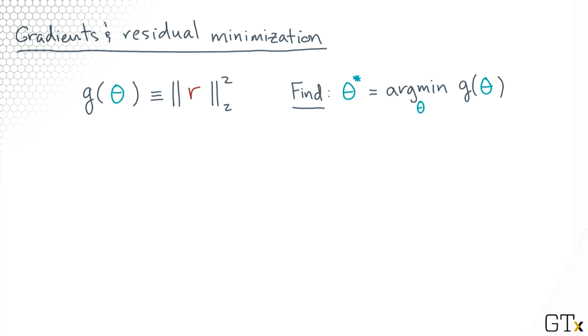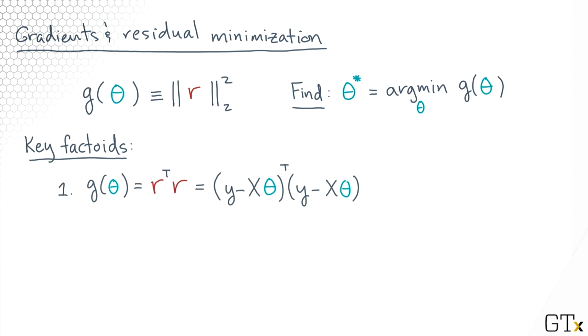You now have all the building blocks you need to solve the multiple regression problem. Remember, that's to find the theta that minimizes the squared 2 norm of the residual. Now, rather than me showing you in detail how to do it, let me give you the facts that you need to do it on your own. And as an exercise, you should derive these facts and apply them to obtain the final result, which I'm about to show you. The first is just the definition of g of theta. Here's the second. Suppose v and w are two vectors. Then the gradient of v transpose w with respect to v equals w.